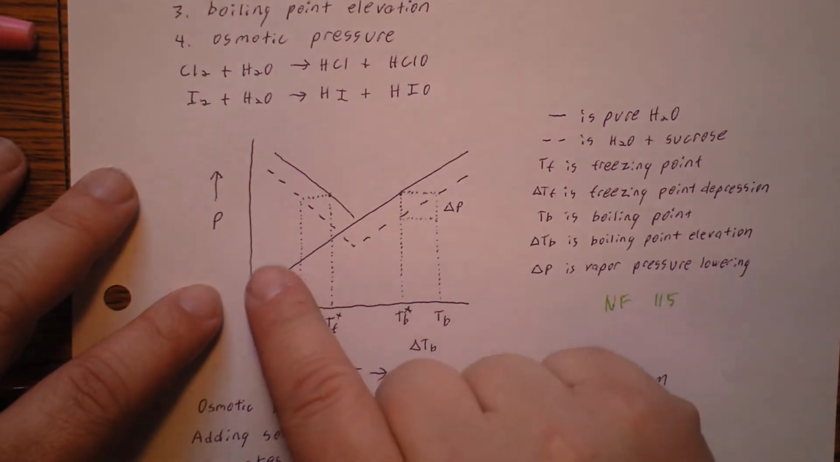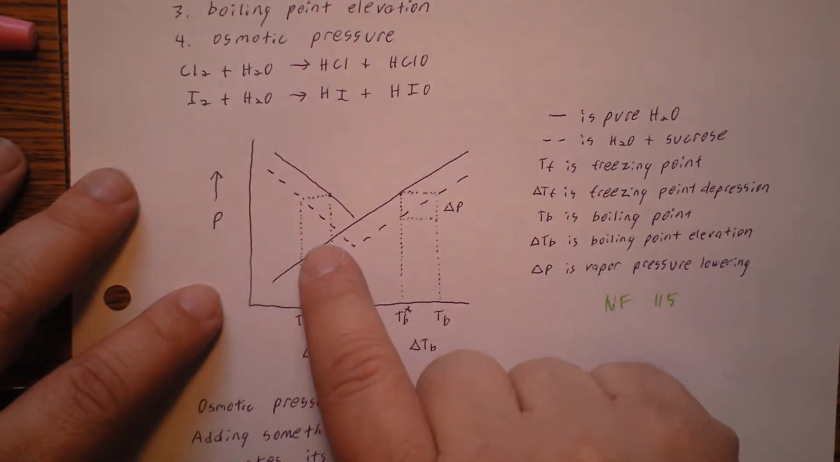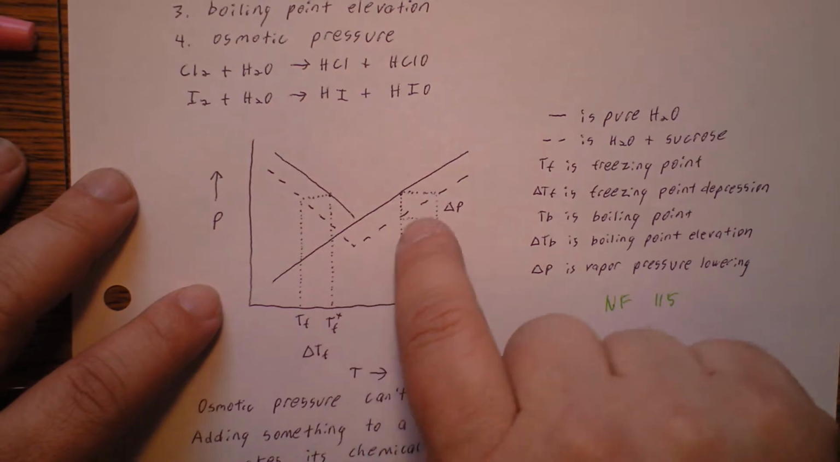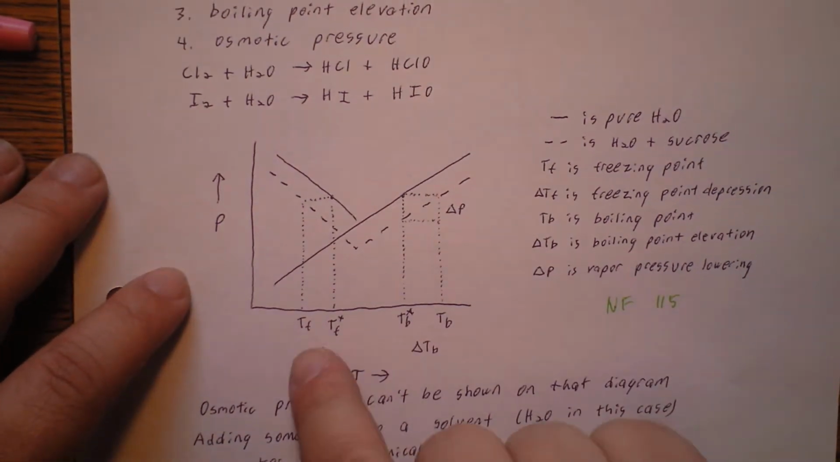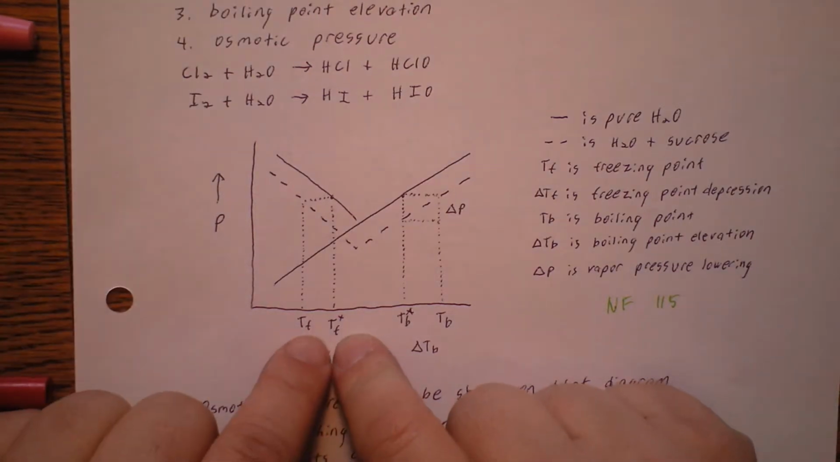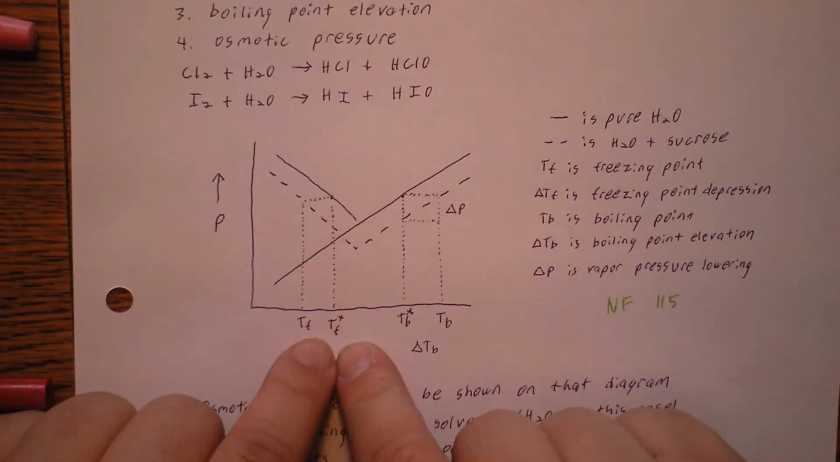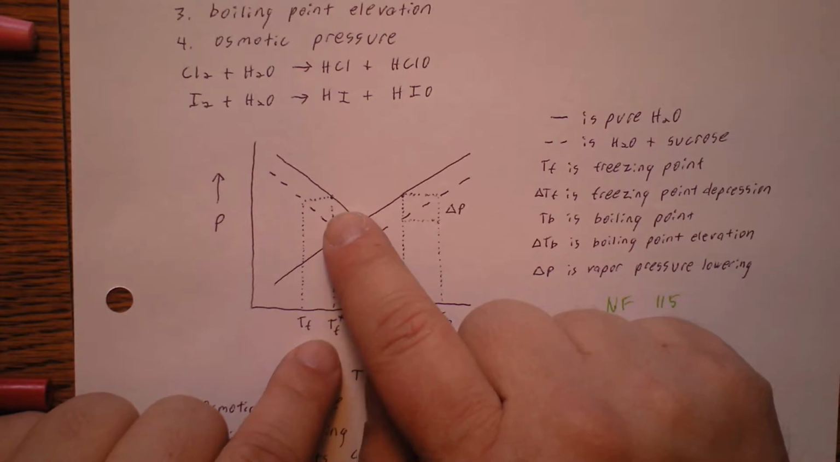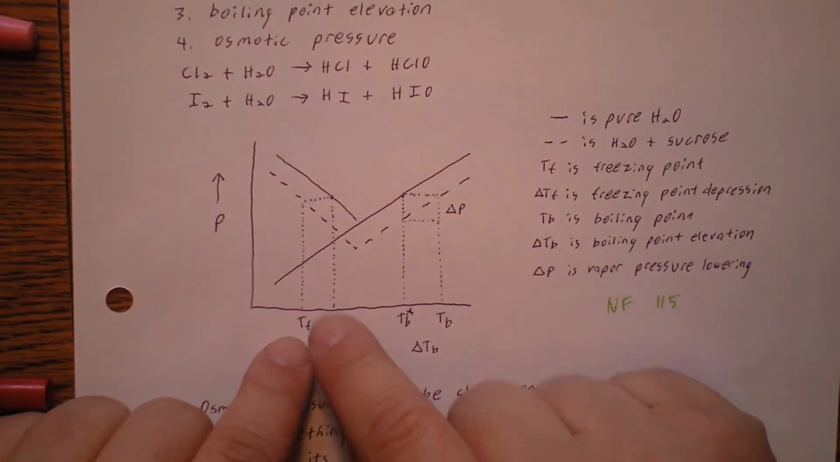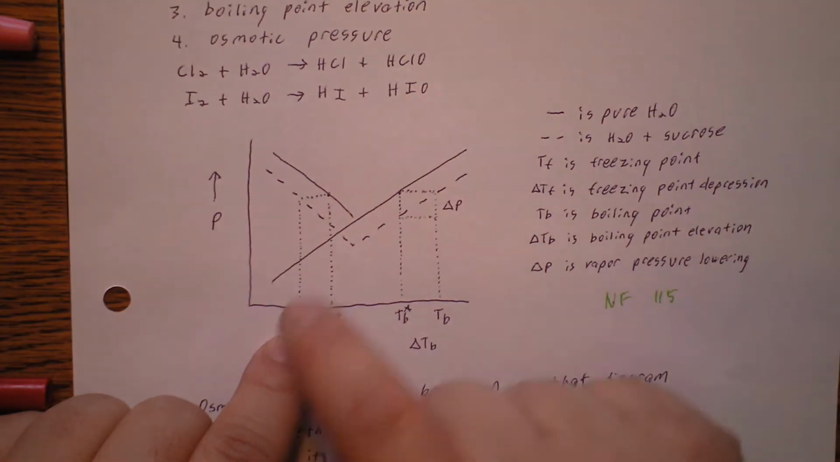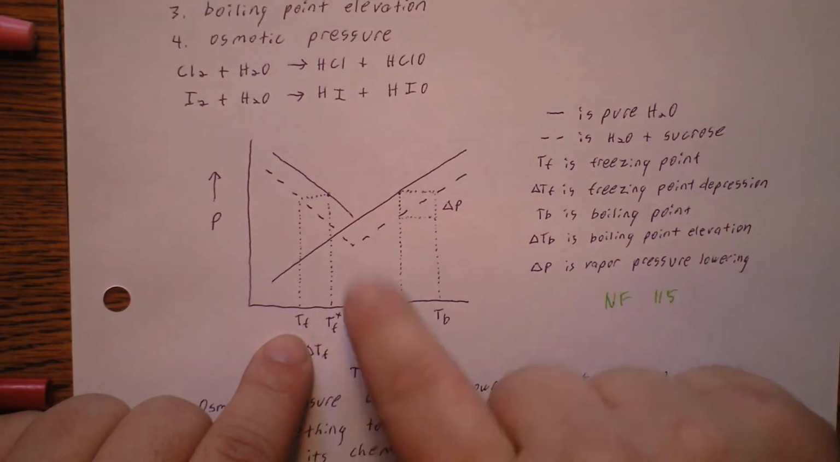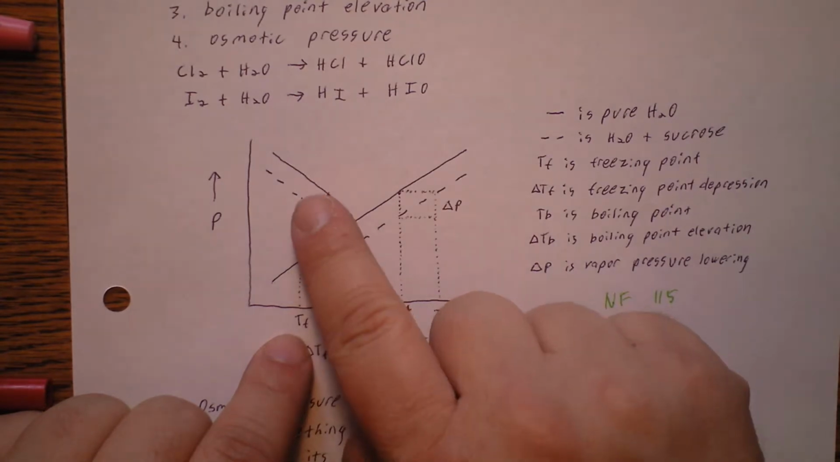So what happens if we add some sugar, sucrose, we get the dashed line depending on the exact amount we do. So here the temperature T sub F is the freezing point, star means unmixed, the pure water, and then just T sub F, that means with the sucrose. See, notice how the freezing point went to lower temperature. So that's our freezing point depression.